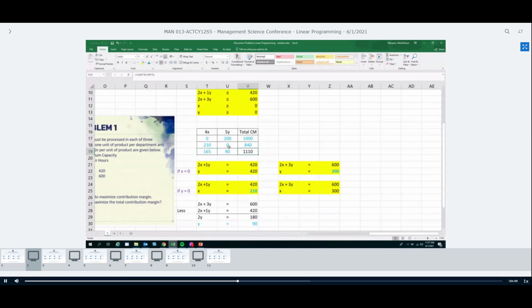So, 165 times 4 plus 90 times 5. So, in total, that's 1,110.